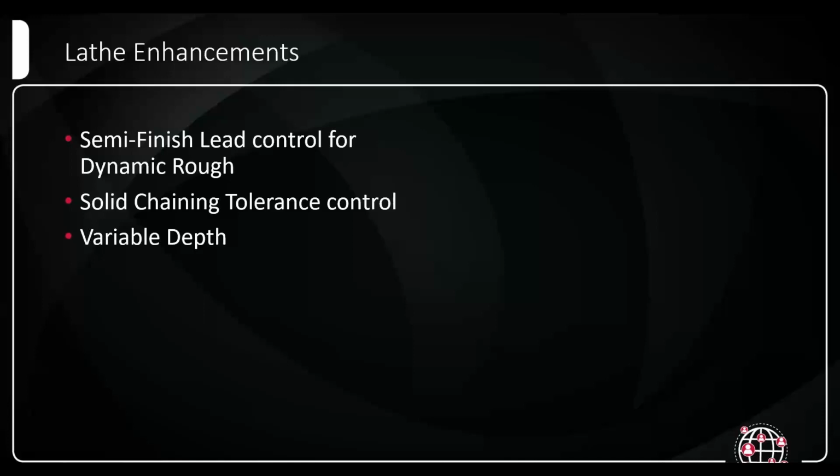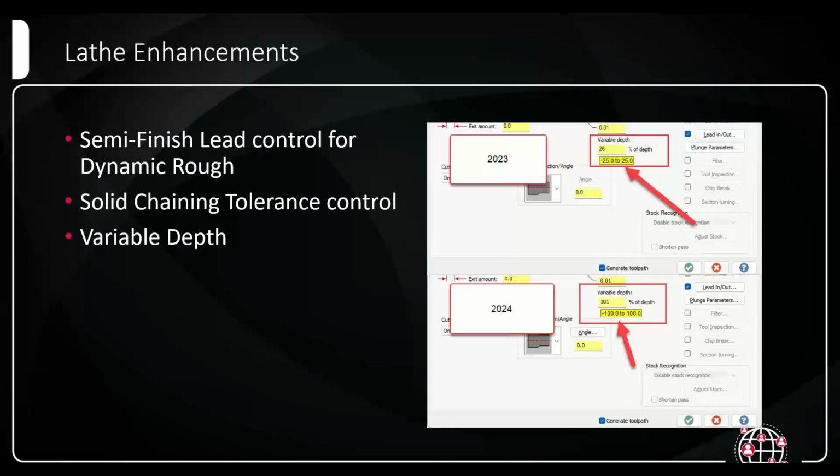Nothing new, variable depth's been in there for quite a while. However, we have adjusted it in 2024. Back in 2023, you could only go from negative 25% of the depth to positive 25% of the depth. Now in 2024, we can go from negative 100% of the depth to positive 100% of the depth. So we've increased the amount you can use variable depth by 75% both ways. Definitely a useful increase for those of you who have to use variable depth, or else your inserts are just going to die left and right.